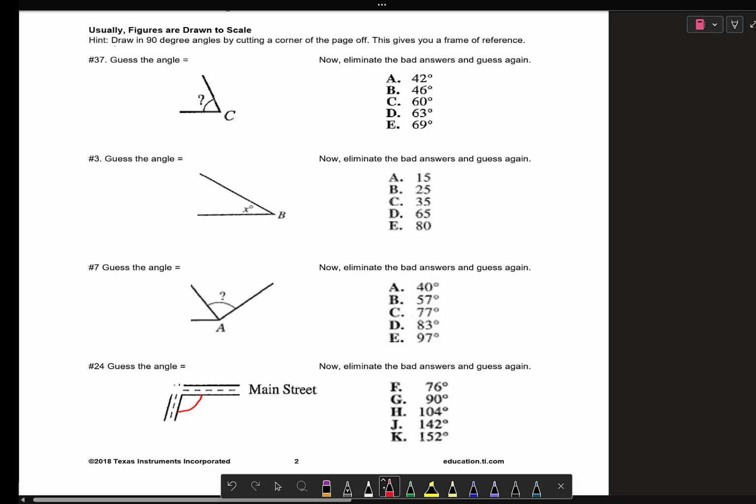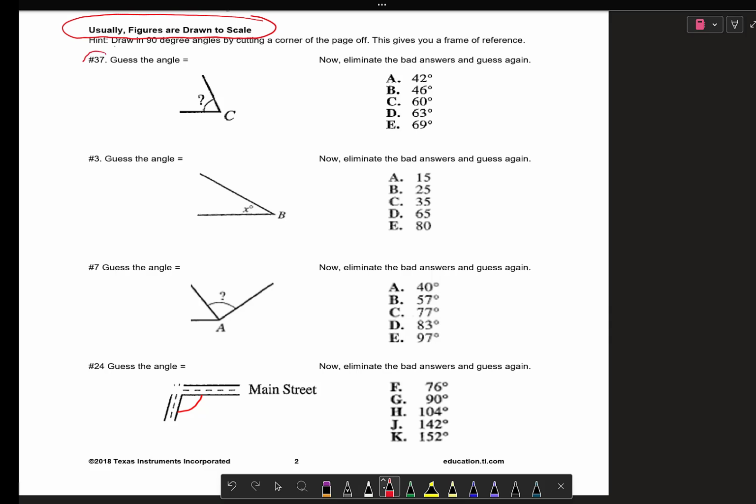Right up here at the top, it says usually figures are drawn to scale. A lot of times your geometry teacher will say in the classroom, you cannot assume figures are drawn to scale. Well, on the ACT, unless it specifically tells you, 9 times out of 10, and probably more like 99 times out of 100, the figures are drawn to scale. So you can use some guesstimation strategies to answer some of these questions.